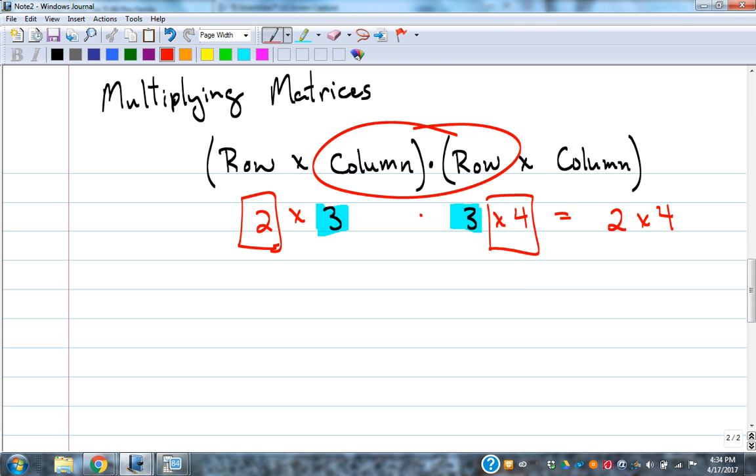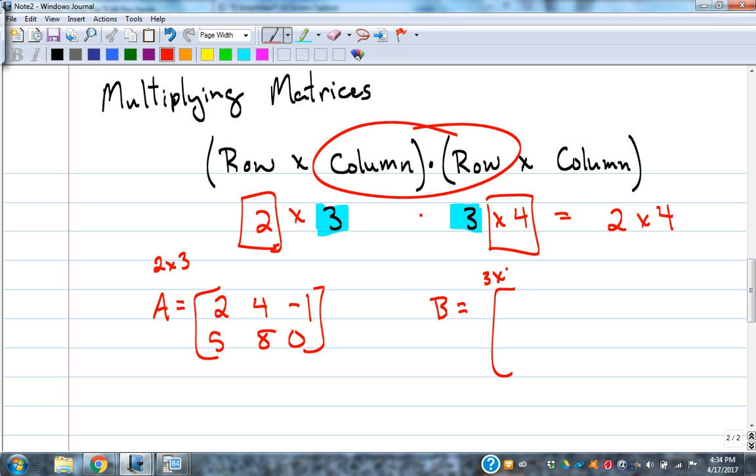Multiplying matrices can be done by hand. It's not something that is really easy to do by hand because it piles up in number of operations really fast. Let's say matrix A is 2, 4, negative 1, 5, 8, 0, so a 2 by 3. And matrix B is a 3 by 4: 2, 5, 1, 4, 4, 8, 0, 6, -3, 1, -2, -1.